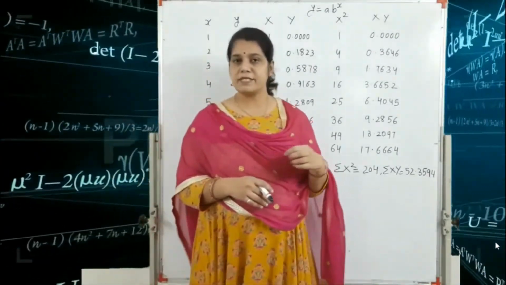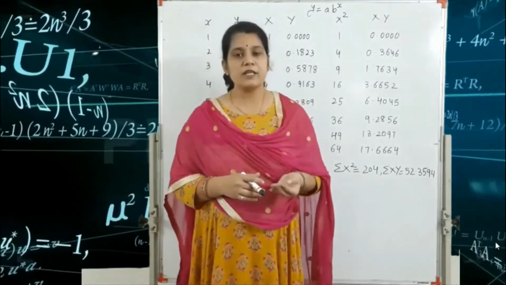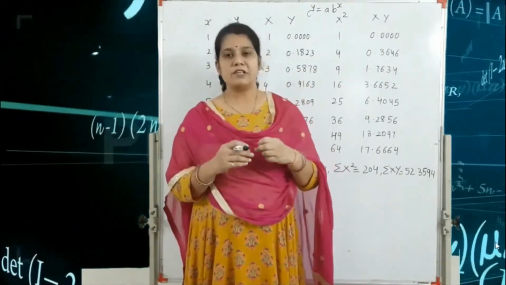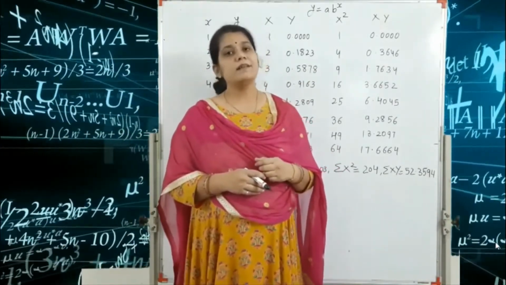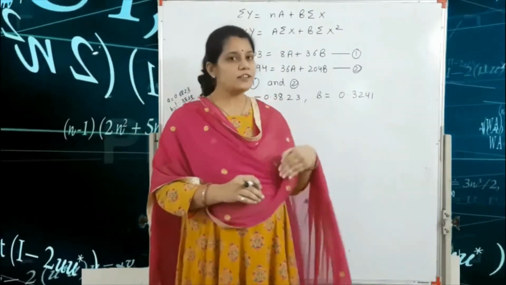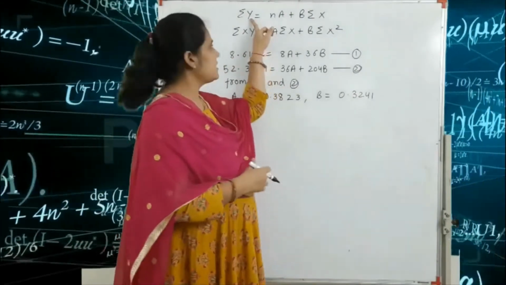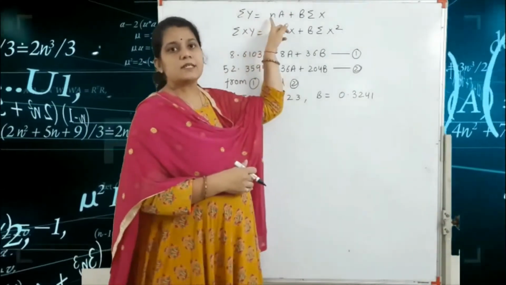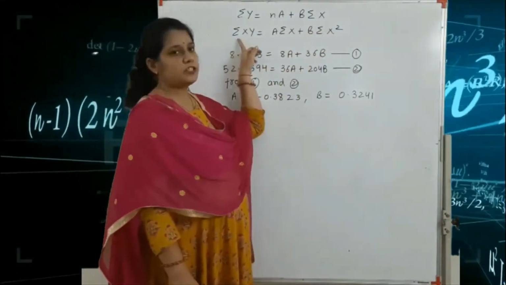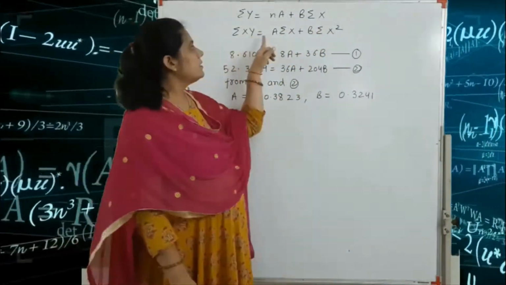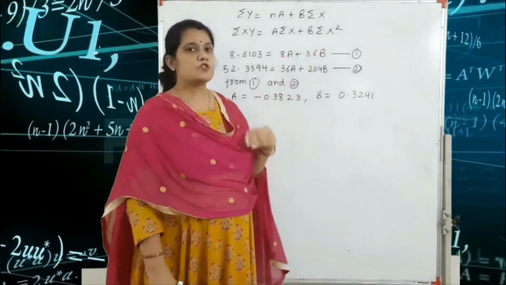Our next step is we put all these values in our normal equation, and after solving these two equations we get the value of capital A and capital B. Put all these values in our normal equation. So our first normal equation is summation y is equal to NA plus B summation x, and the second normal equation is summation xy is equal to A summation x plus B summation x square. So we put all these values.